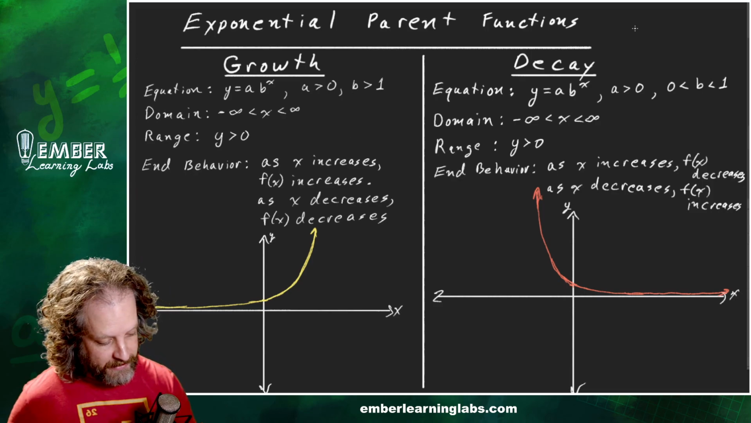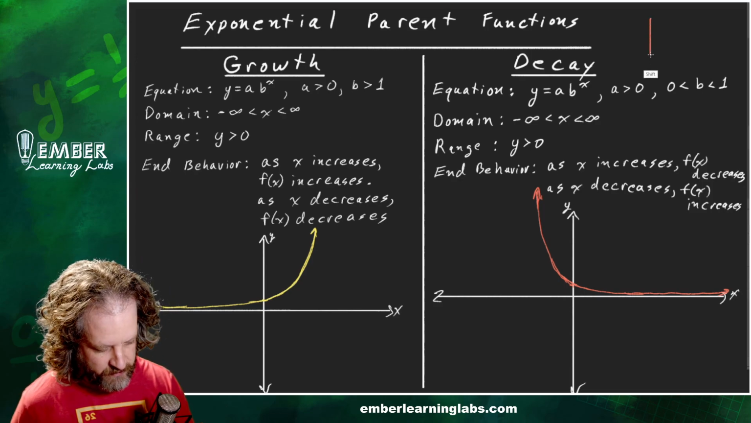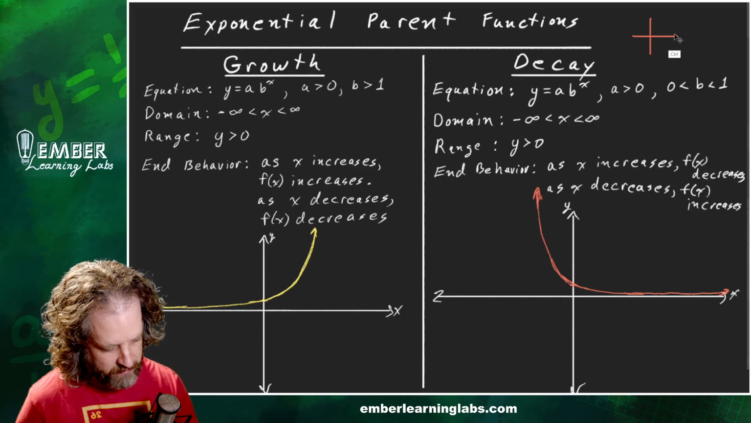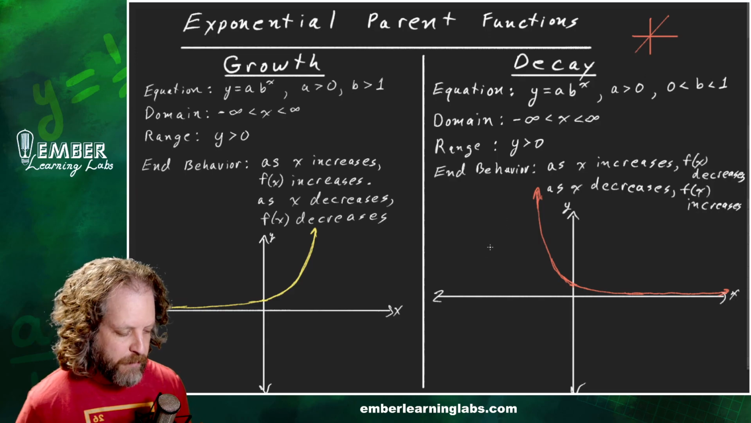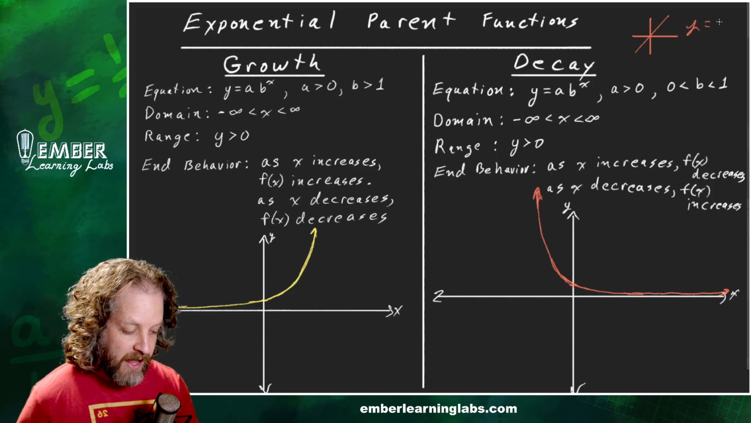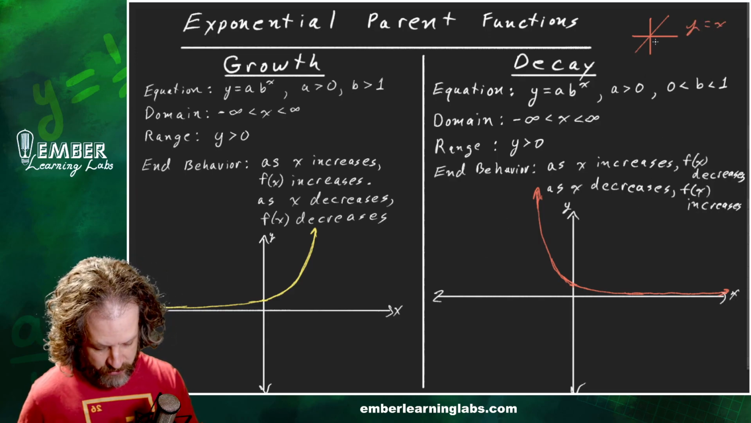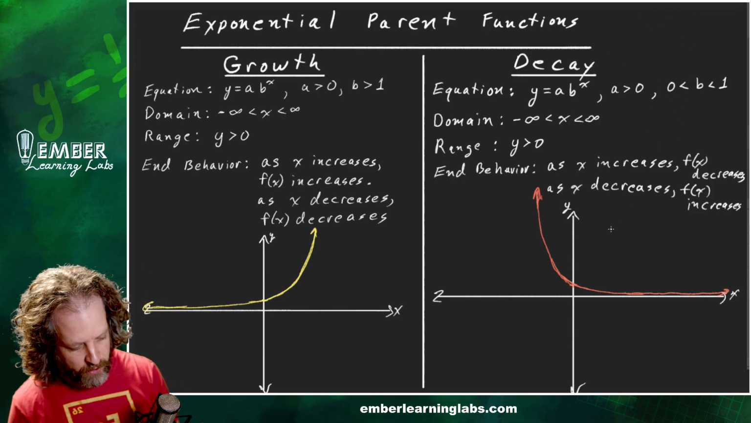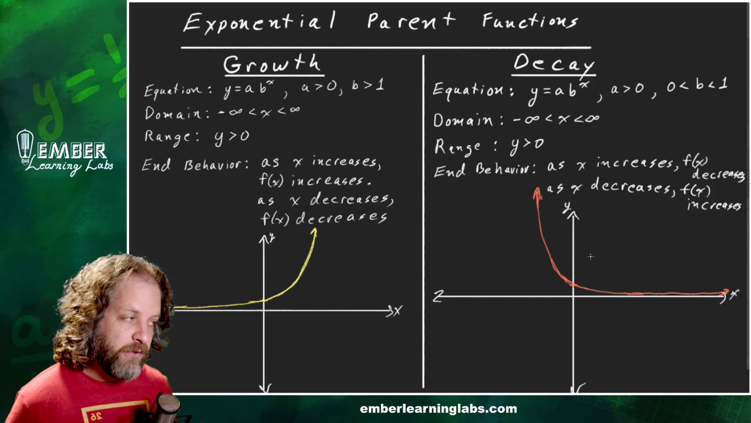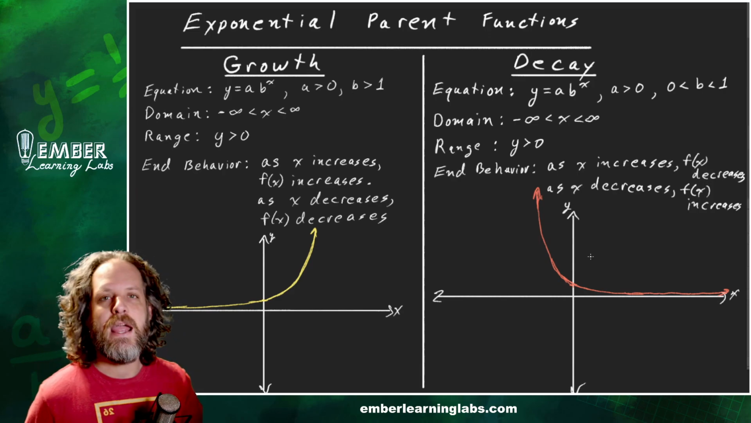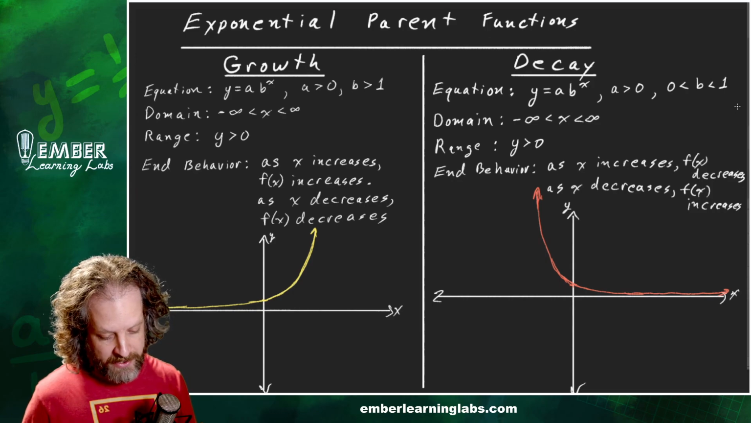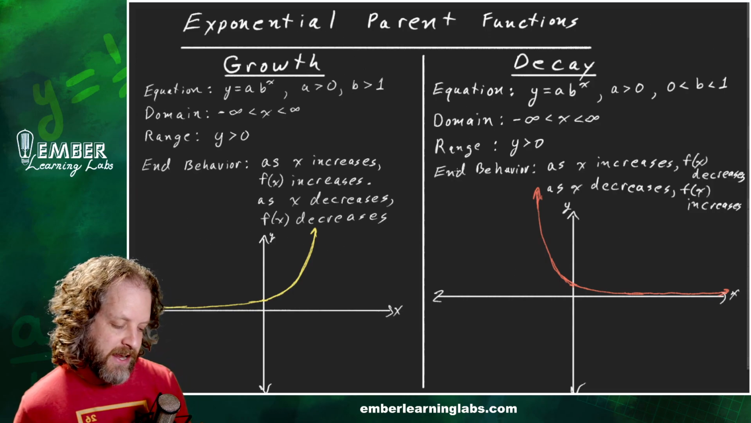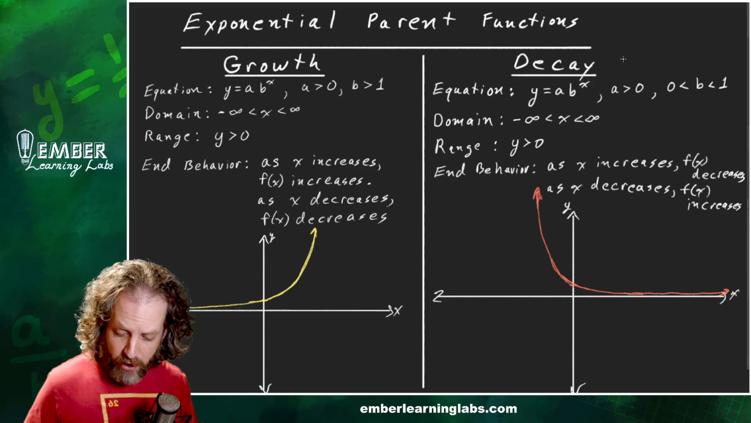So the linear parent function is just this, right? That's the linear parent function, y equals x. In a unit or two, we're going to learn about the quadratic function that looks like a parabola. So most functions just have one type of parent function, but exponential functions have a growth parent function and a decay parent function.